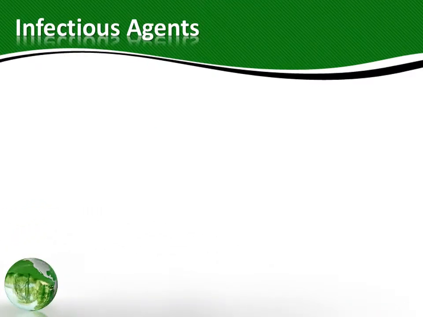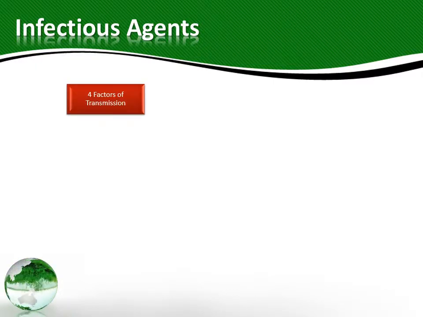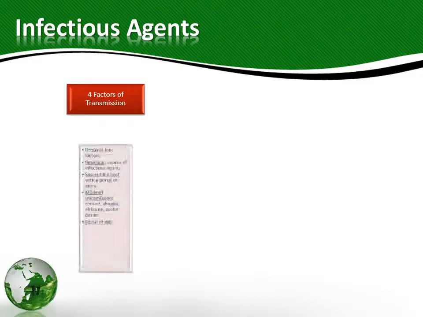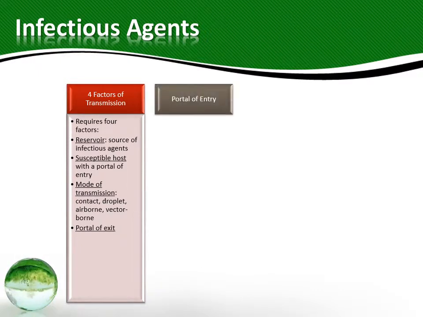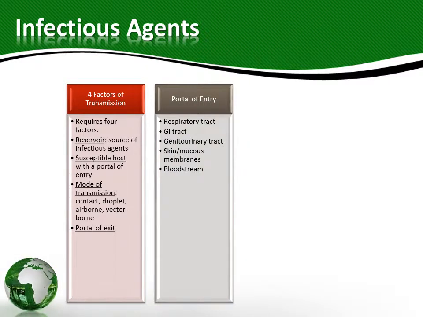So let's discuss infectious agents. There are 4 factors of transmission. It requires reservoir, the source of infectious agents, a susceptible host with a portal of entry, and then mode of transmission: contact, droplet, airborne, vector-borne, and then portal of exit. The portal of entry can be the respiratory tract, the GI tract, the GU tract, skin or mucous membranes, and the bloodstream.